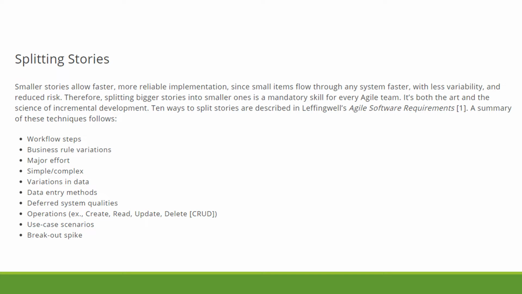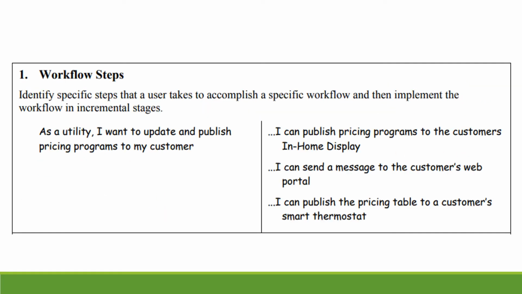There are 10 ways of splitting stories described by Leffingwell in his book Agile Software Requirements. We're going to look at all those 10 ways, and we'll go one by one. The first one is splitting the story based on workflow steps. Look at that example: as a utility, I want to update and publish pricing programs to my customer. This particular story has a number of workflows within it.